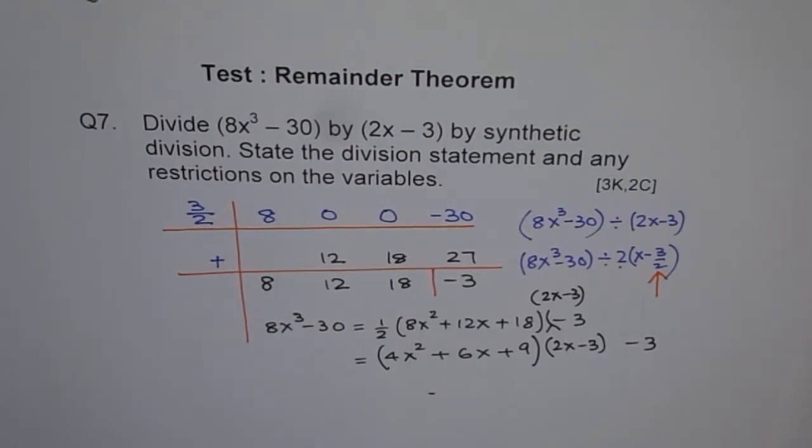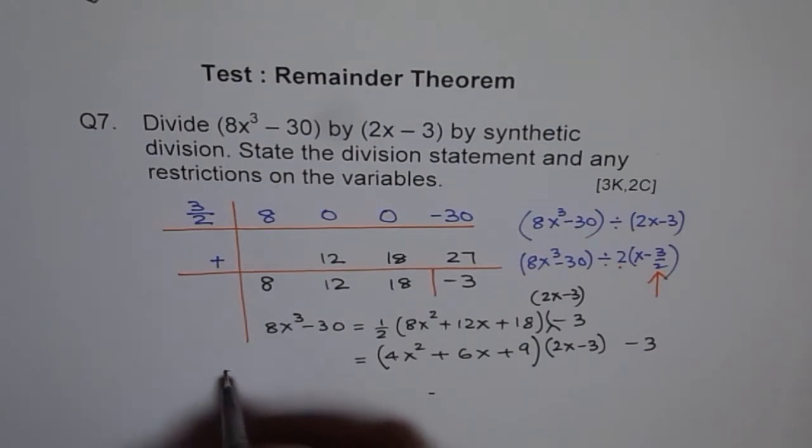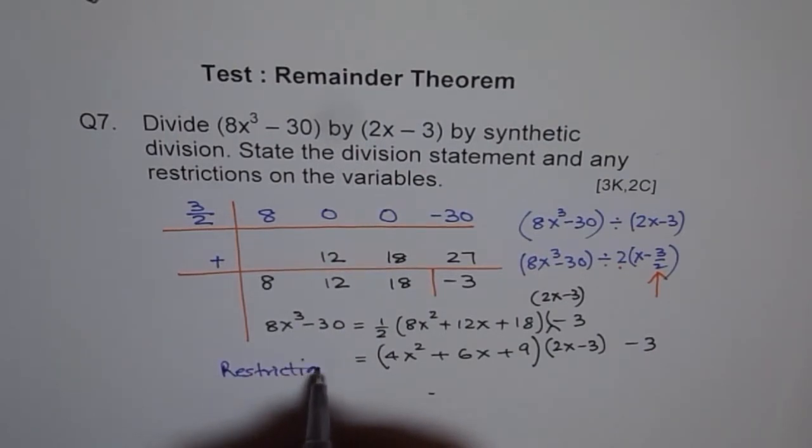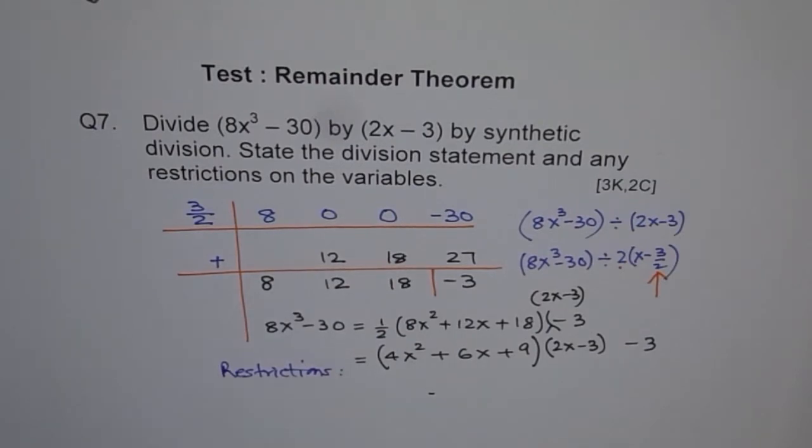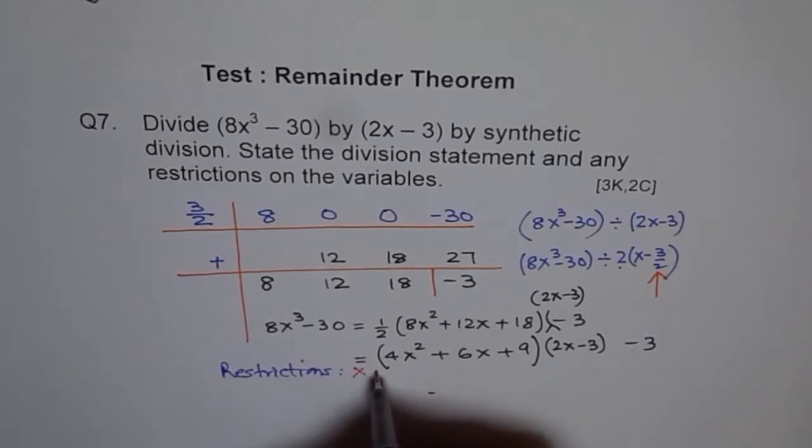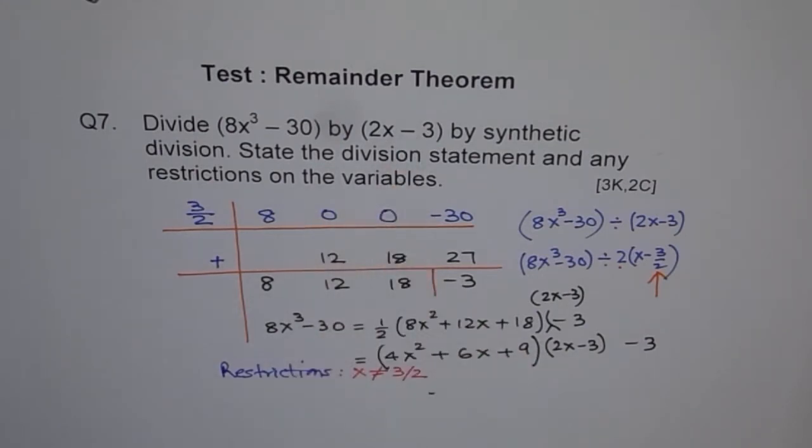Okay? And what is the restriction here? It is good to write restrictions always. Here they are specifically asking also. So the restriction is that x is not equal to 3 by 2, since that will make it 0. Okay, so you can't divide by 0. Perfect. That's how it is. Let's move on to the next question.